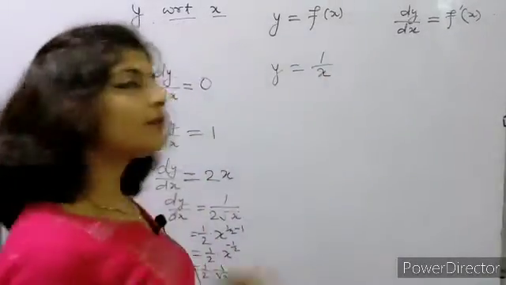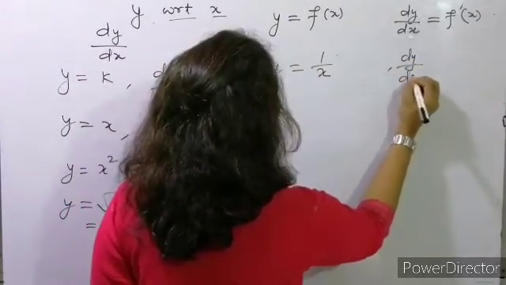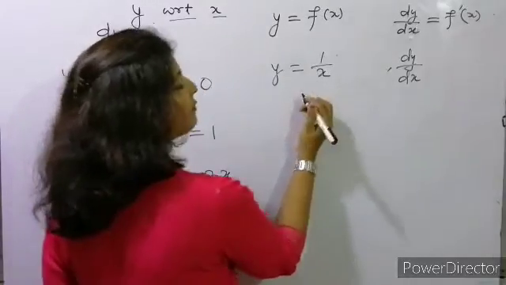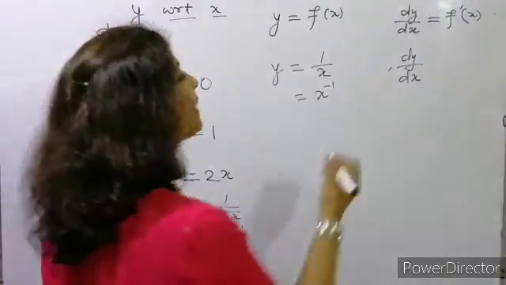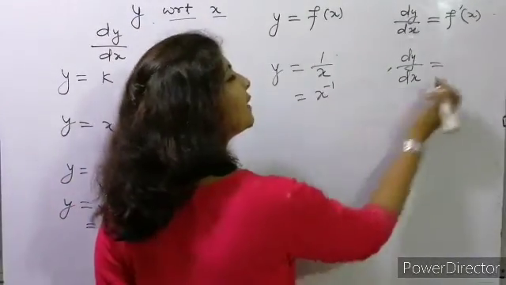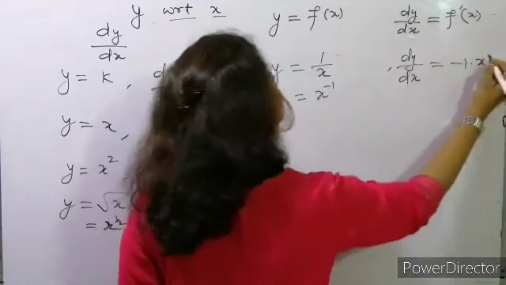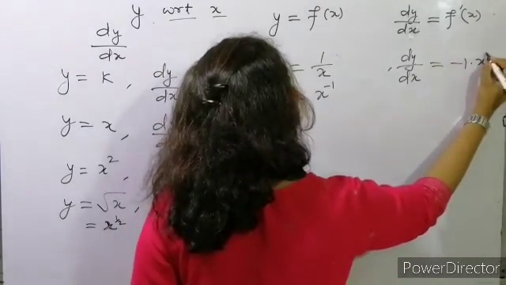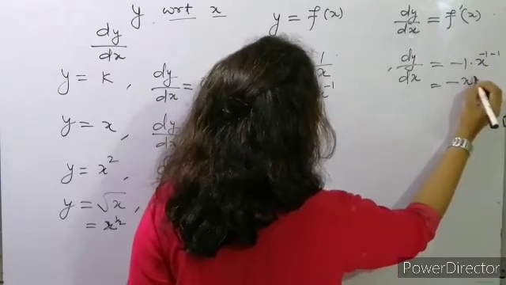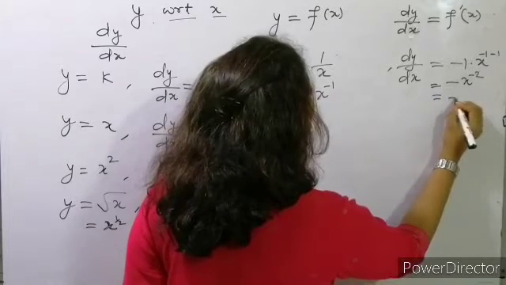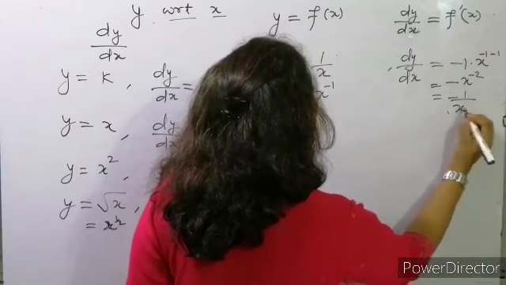Y का value is 1 upon x. If the value of y is 1 upon x, then what will be the value of dy by dx? क्या होगा value? Okay, see, when we are writing 1 upon x, इसका मतलब क्या है? x का power minus 1. So the derivative will have minus 1 written here, and then x का power will be again reduced, we will subtract 1. So it is already minus 1, then minus 1. It will be minus x का power minus 2, मतलब minus 1 upon x का power 2.